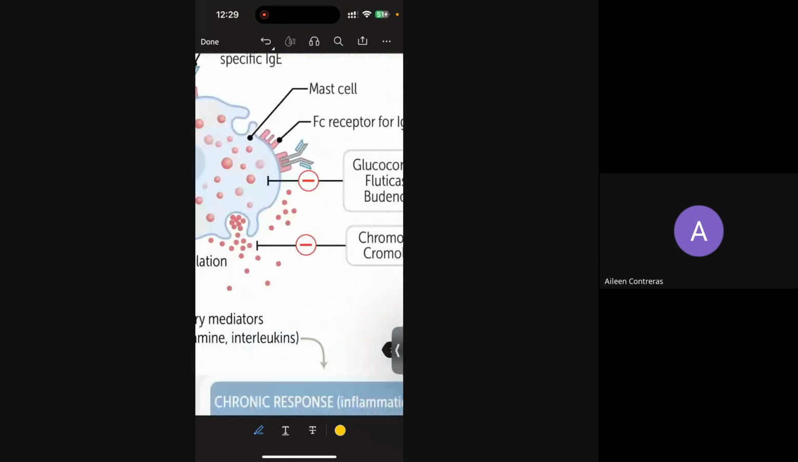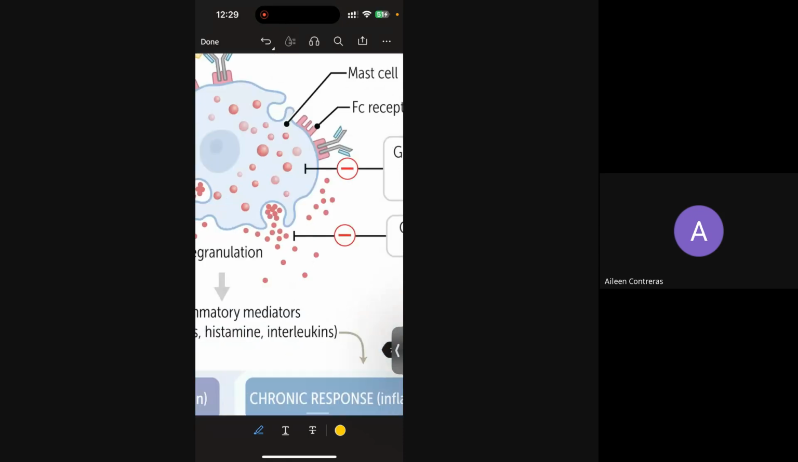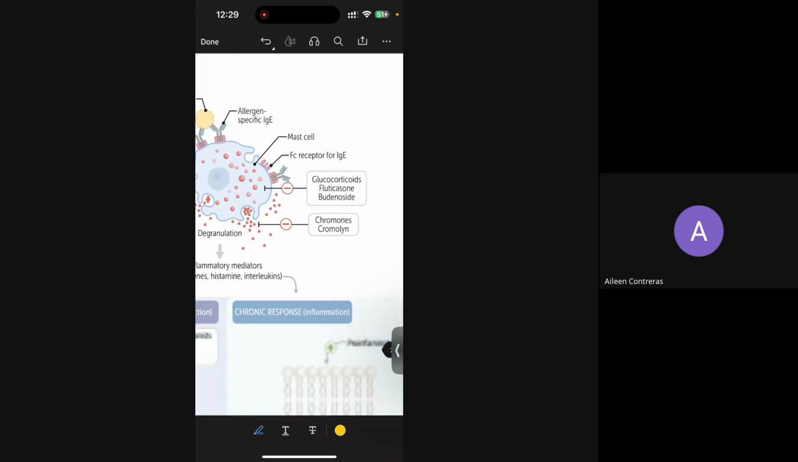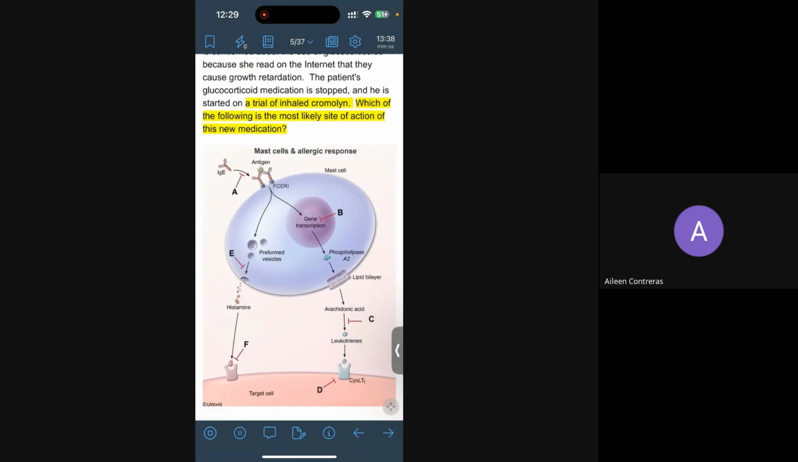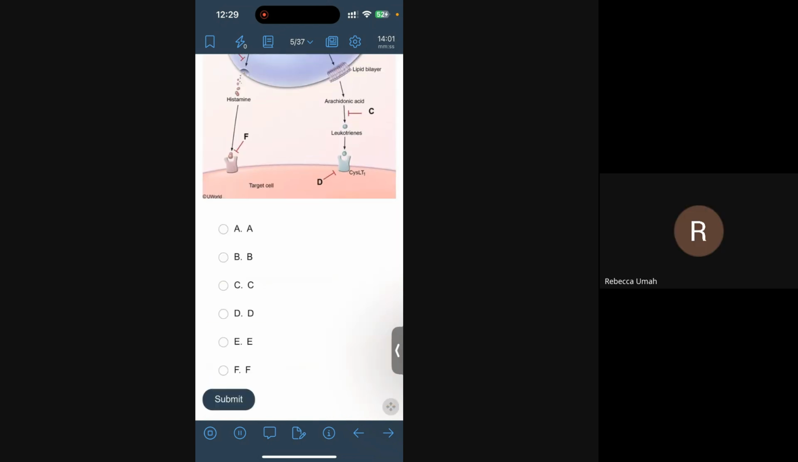You can see here as well, cromolyn is inhibiting this degranulation phase. In this figure, where is the degranulation occurring? It is occurring at point E, where the vesicles are releasing their granules outside. So at this point the degranulation is occurring, and the right answer would be option E.